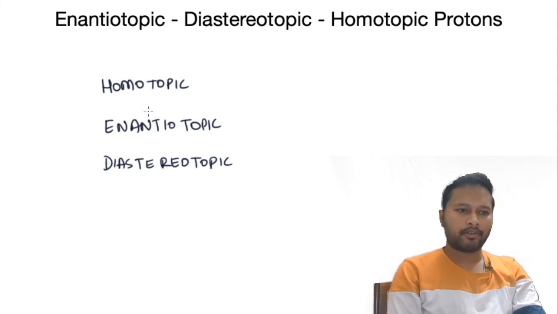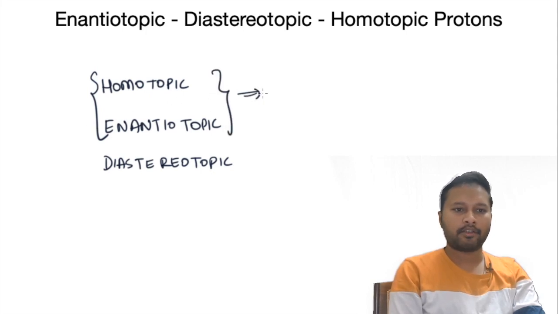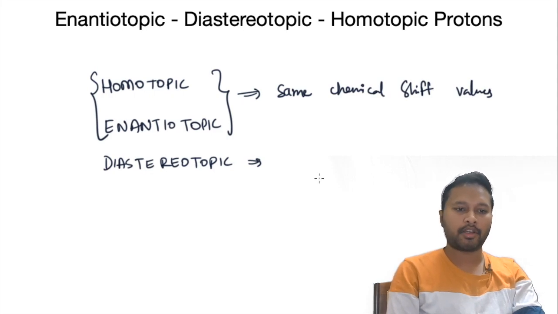When we were discussing NMR spectroscopy, remember that homotopic and enantiotopic protons both give the same chemical shift values. Whereas if two protons are diastereotopic in nature, they will have different chemical shift values.